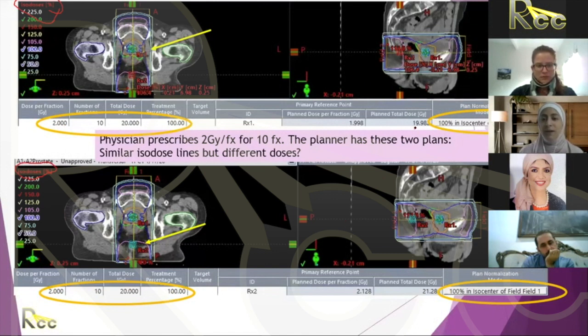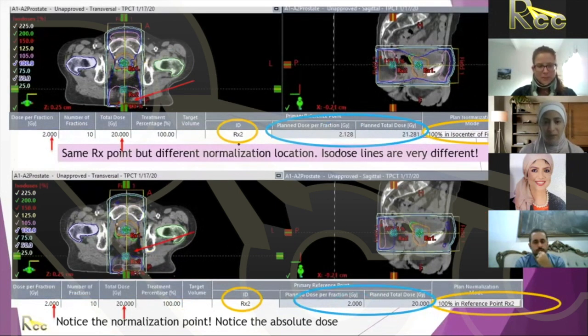In one plan, I have 90 gray. So look at this. The physician is prescribing 2 gray, 10 fractions, for a total of 20 gray. And my prescription is this point Rx1. But the planning system is calculating something a little bit different. You might say, oh, it's not a big deal, it's only a few gray less. Okay, what about now when I'm prescribing to Rx2?